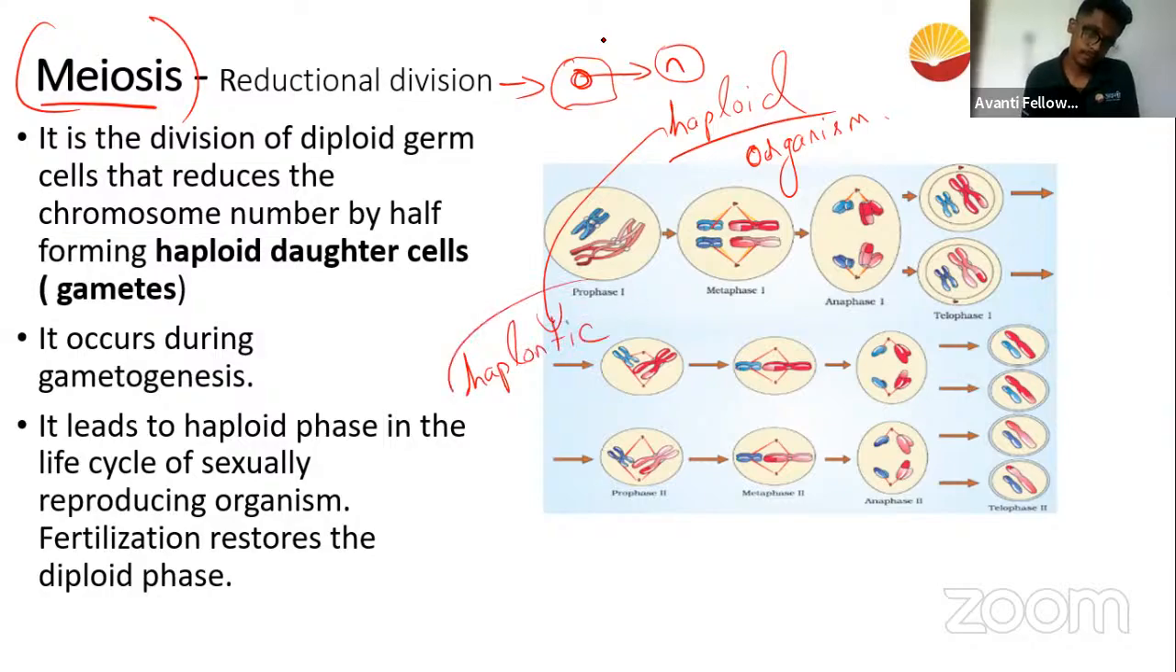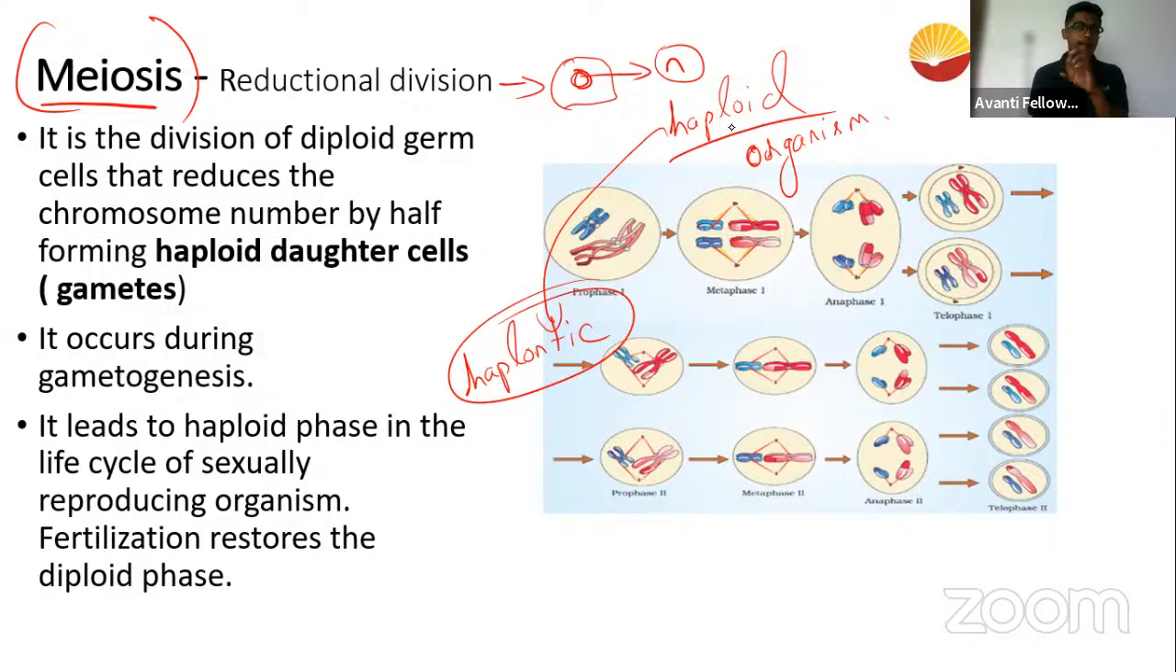So my question for you guys is, what is haplontic? Or we say, in the alternation of generations in the plant kingdom, what is the haplontic life cycle? What is the diplontic life cycle? If I get one answer, I'll understand that you know the concept. Haplontic means n. That's correct.